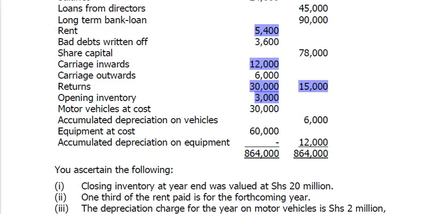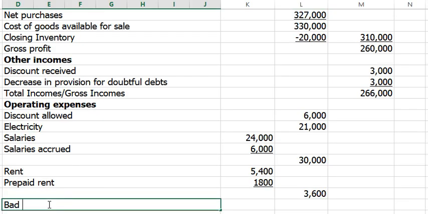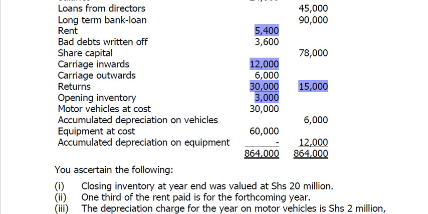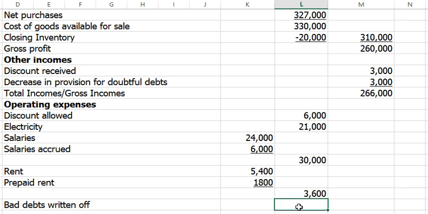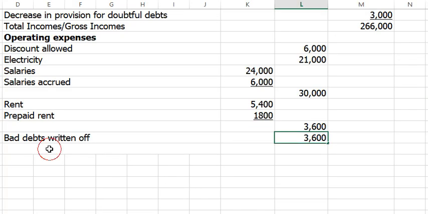Then what else do we have? I see we have bad debts written off of 3,600. Then which other expenses do we have? Carriage inwards. We have the carriage outwards of 6,000.